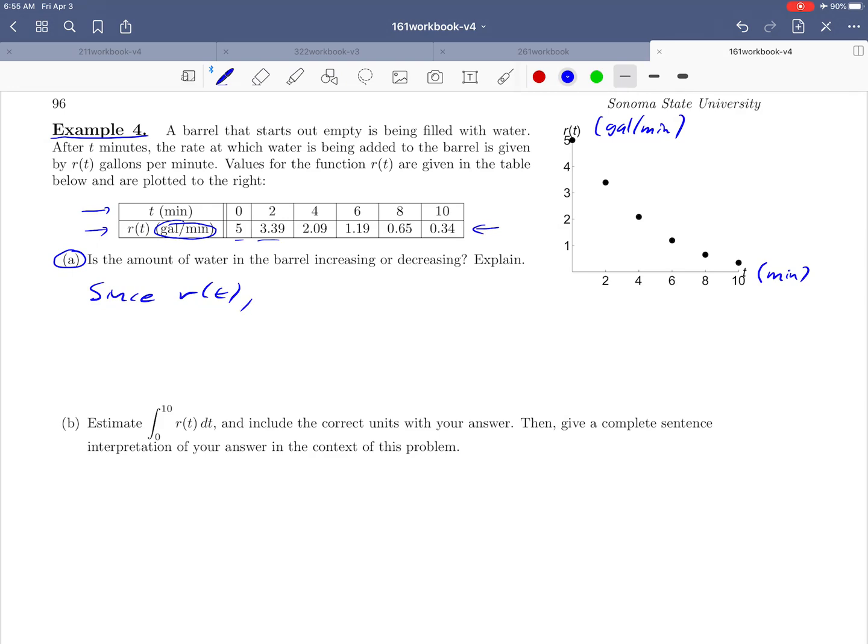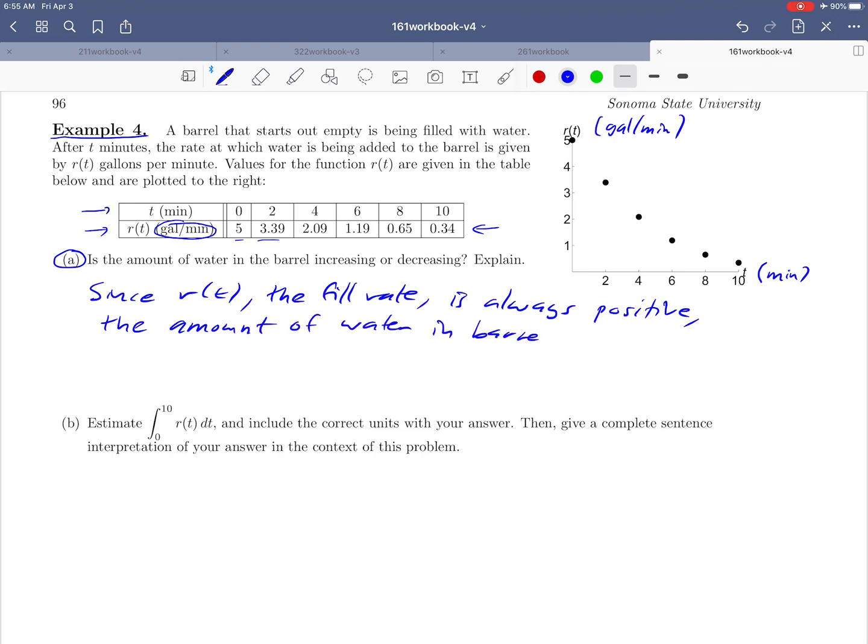Since r of t, the fill rate, is always positive, the amount of water in the barrel should always be increasing. So there's our answer to part A.